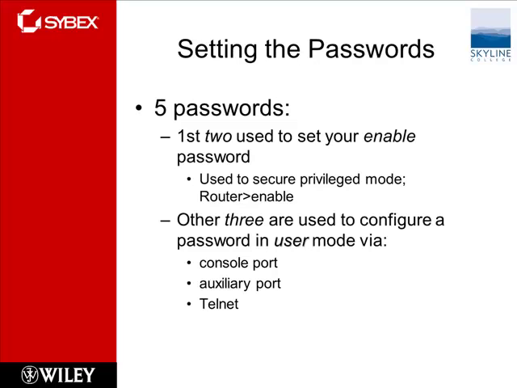Passwords. The first two are used for the enable passwords, to secure the privilege mode of the router, and then we go to enable. Console port, auxiliary port, and telnet can all have passwords, as well as the two enable passwords. So we have five passwords that we can use. The enable password, and we'll look at that here in a few minutes, is not encrypted. The enable secret is. These are not going to be encrypted.